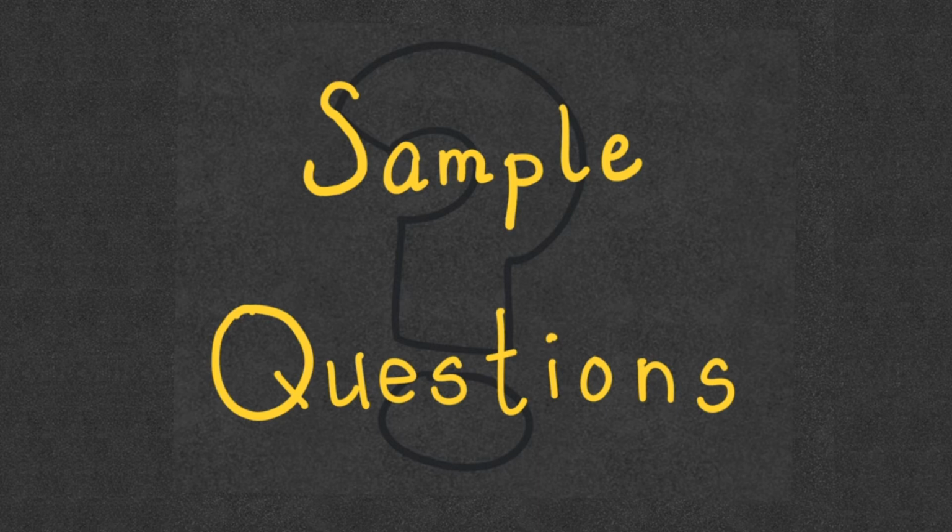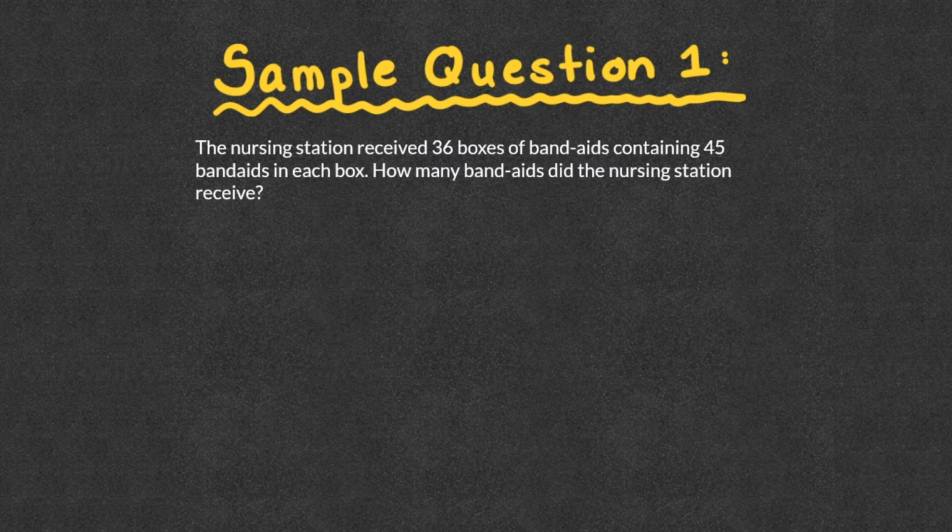All right, it is time to jump into our sample problems, our sample questions. As always, see if you can read the question, try it on your own, pause the video, then see if your answer is right or not. This is going to be the best way for you to figure out if you understand it. All right, sample question number 1. The nursing station received 36 boxes of Band-Aids containing 45 Band-Aids in each box. How many Band-Aids did the nursing station receive?